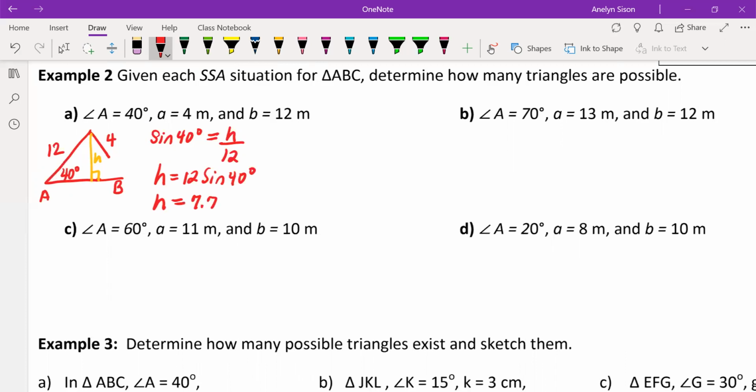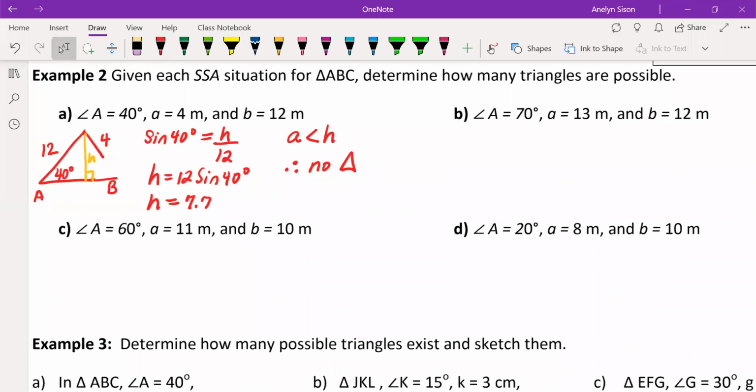Is our opposite side long enough to make a triangle if the height required is 7.7? No. So in here, our A is less than the H. Therefore, how many triangles? None. No triangle. Any questions? Let's go to the next one, letter B.